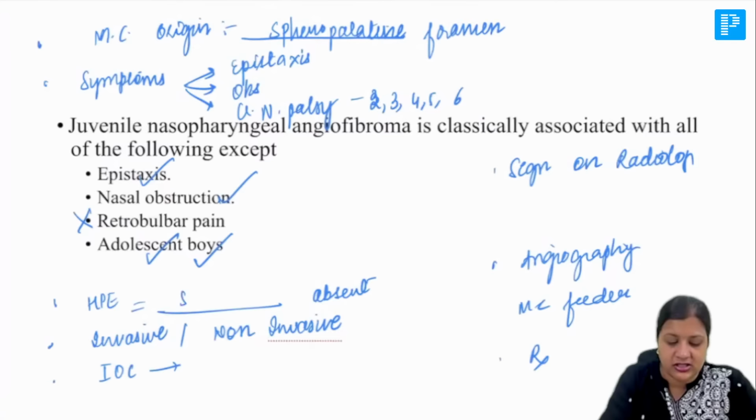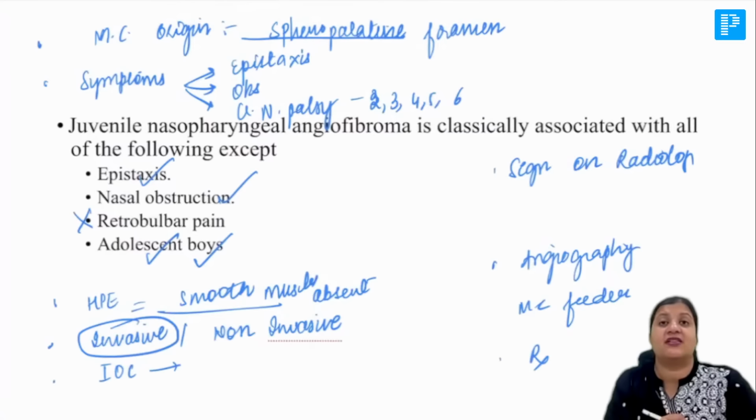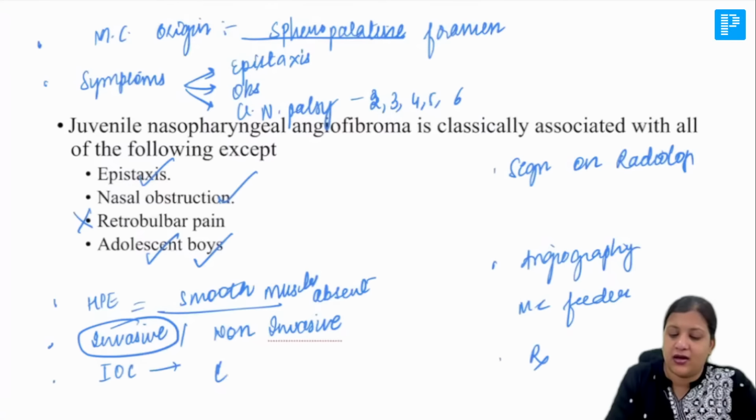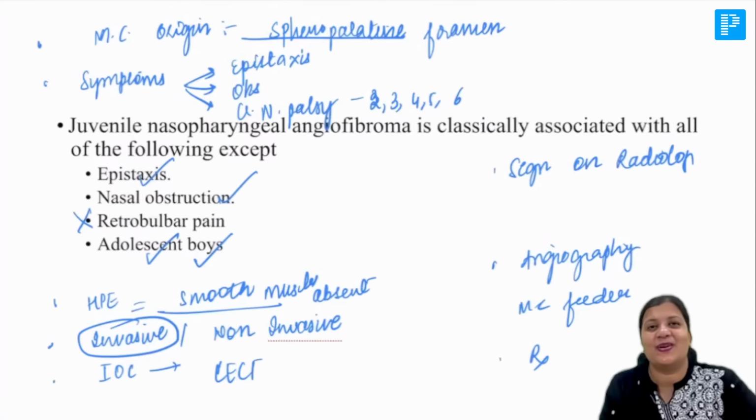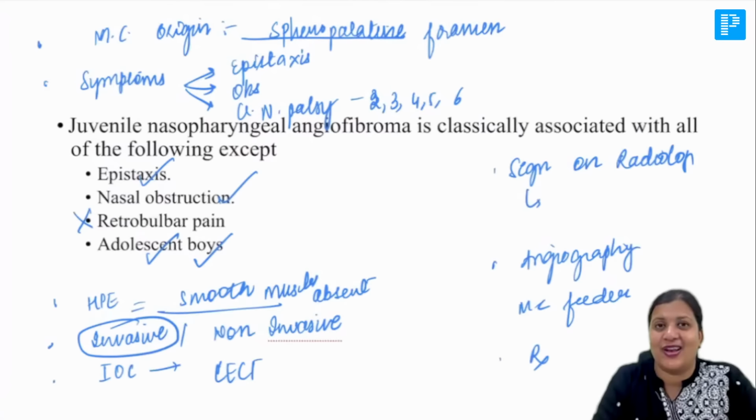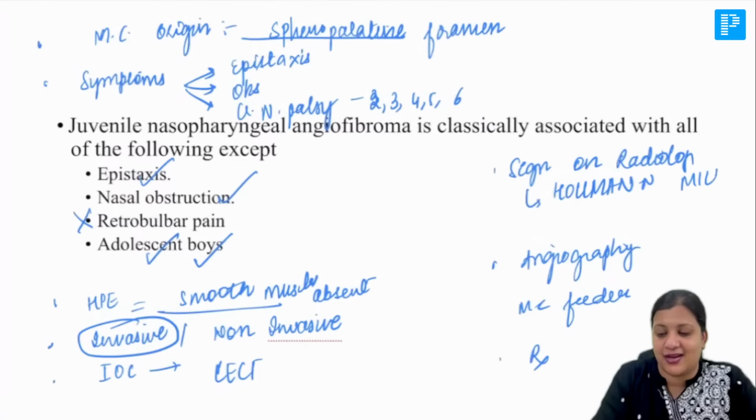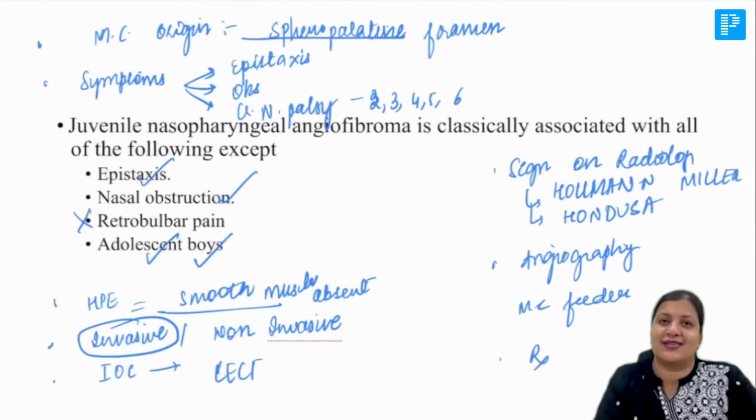On histopathology, the smooth muscle layer is absent, or the muscularis layer is absent. It is a locally invasive lesion, even though it is benign. The investigation of choice is going to be a contrast enhanced CT scan. On contrast enhanced CT scan, you're going to see anterior bowing of posterior wall of maxillary sinus, and that sign we call it as Holman-Miller sign. So what is it called as? Holman-Miller sign. We also see another sign where there is anterior bowing of posterior wall of maxillary sinus. Such a sign is called as Hondousa's sign.